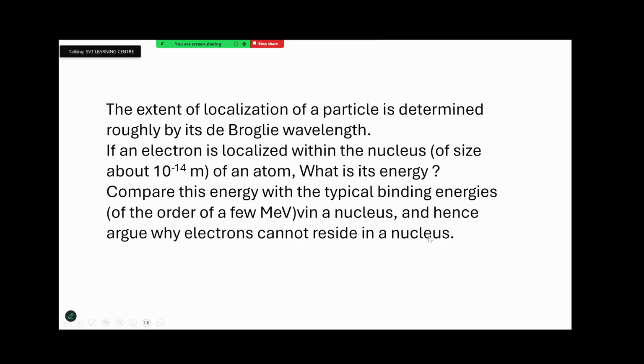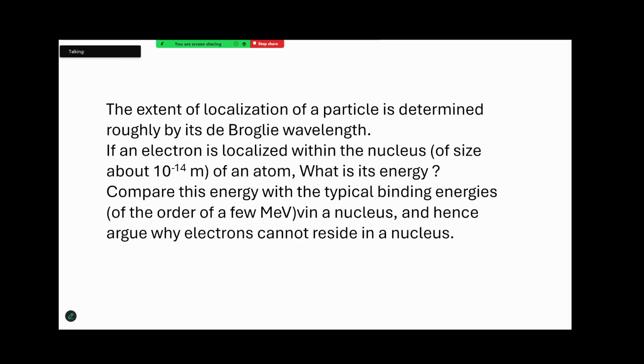This is a rather verbose sum. There are a lot of words in it. What it tells you is the extent of localization of an electron is determined roughly by its de Broglie wavelength. So what we want to say is where the electron lies, in which region of space, is roughly given by the de Broglie wavelength. If an electron is localized within that radius, that is 10^-14 m, the radius of the nucleus, we will have to calculate its energy. To calculate its energy, we use λ equal to 10^-14 m.